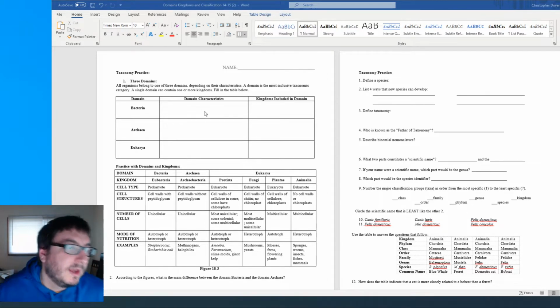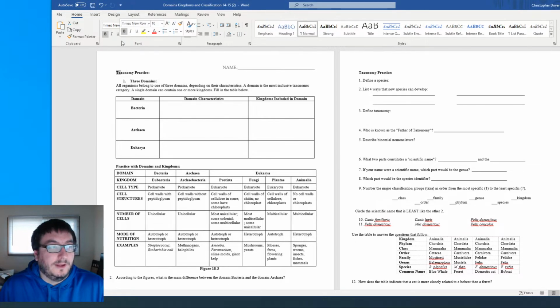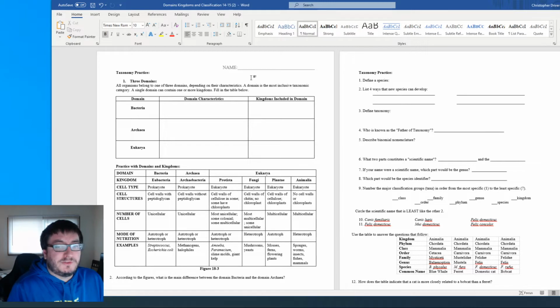Oh, there's my mouse. As you're doing this, if you haven't completed it yet, let's go ahead and start. This is, of course, the Domains, Kingdoms, and Classification worksheet. This is a Word document, and you guys on your Chromebooks do not have Word. So what I want you to do is make a copy of this. You can just highlight it, and you should be able to just right-click, copy the whole thing into a Google Doc. It's basically like a Word document for Google. And then you just fill it in, just like I'm going to do right now.